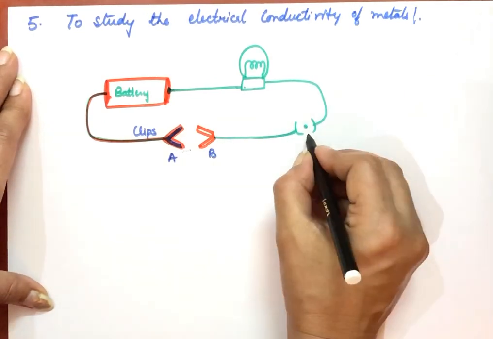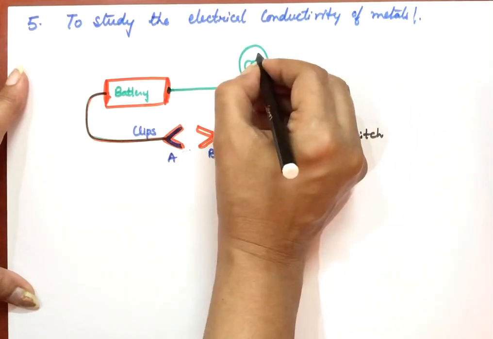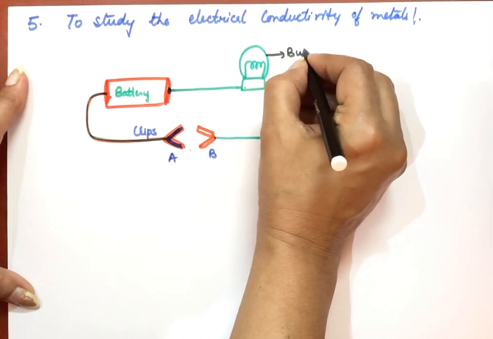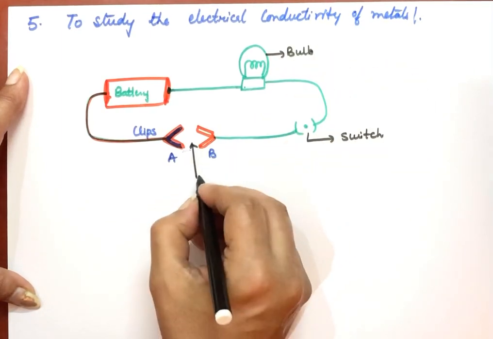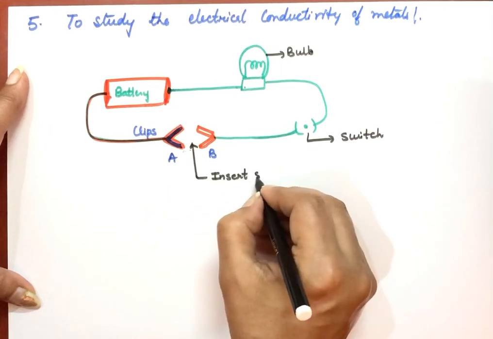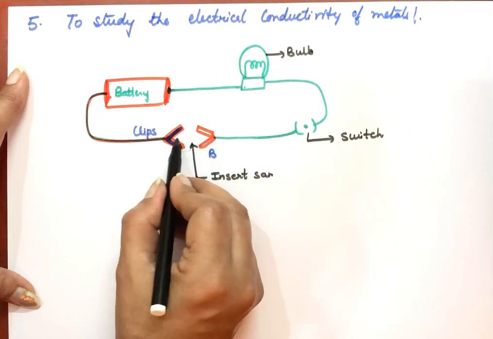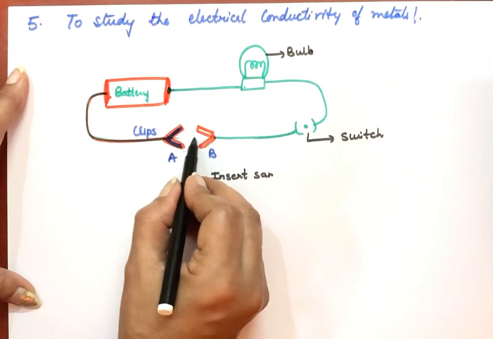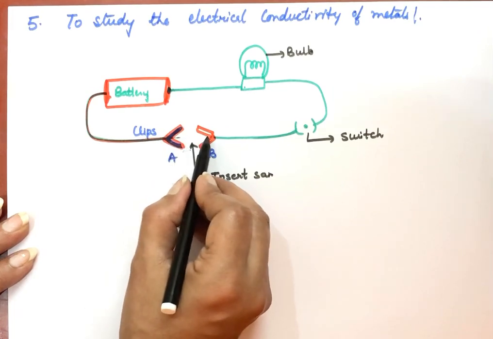This is the setup that we have. This is the switch, electric circuit, this is the bulb, and here we'll insert a piece of metal that we want to test. Now this circuit is broken here. To join this circuit, we are taking a piece of metal, a wire of metal, and we put it here and we close this circuit.